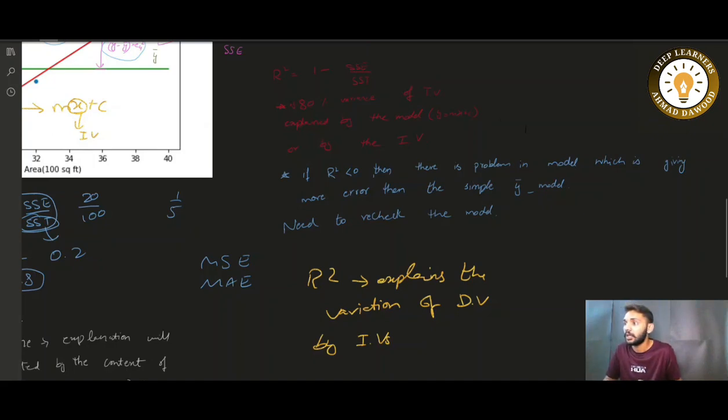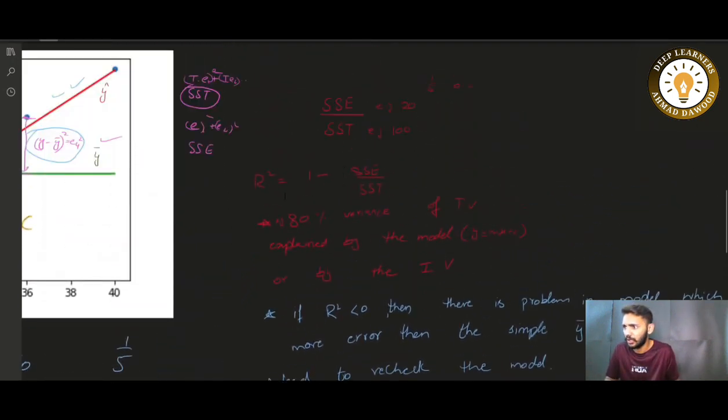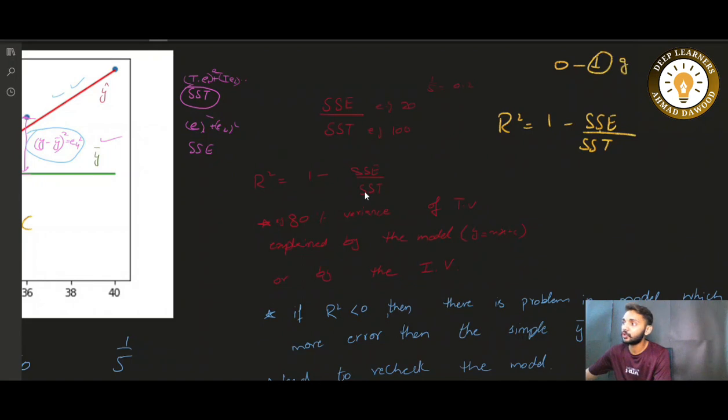Now it has a range from 0 to 1. You can see this from the formula. Let's say your formula is R square equals 1 minus SSE over SST, where you have considered SST as your total error. R square will have a range of 0 to 1. If R square is equal to 1, then it is good, or you can say excellent. And if it is close to 0, then your model is bad.